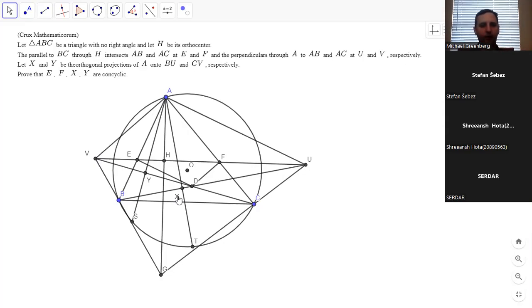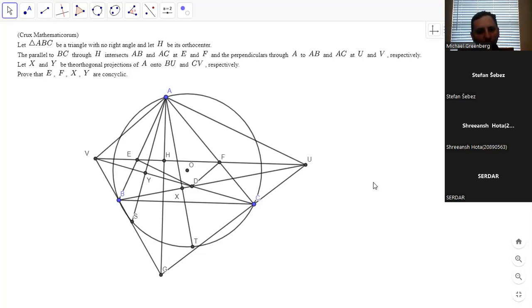So yeah, I kind of want to show that CD over CV is CF over CA. And CD over DV is BC over VU. Oh, that is actually obvious. I know how to prove that.